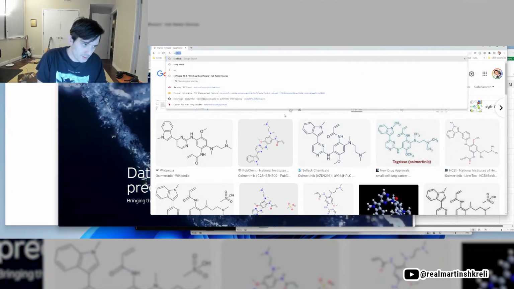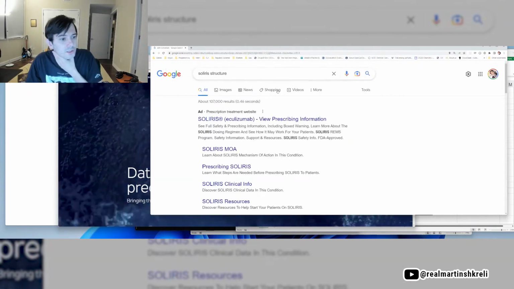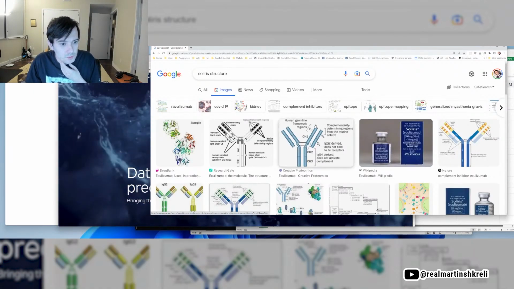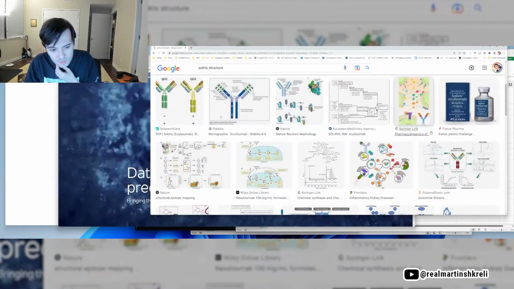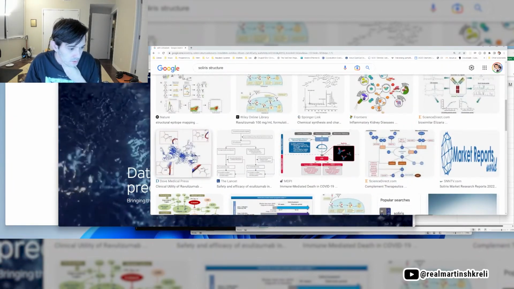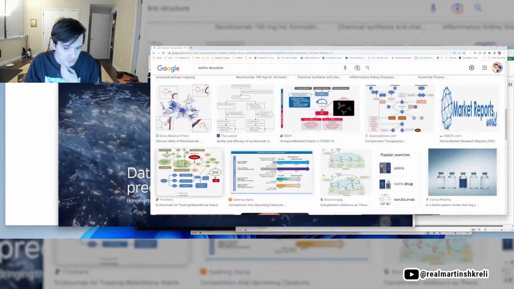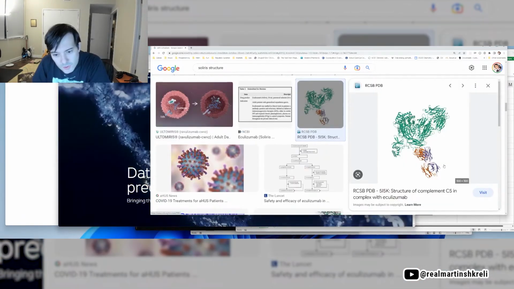But if you want an antibody, let's say this drug, eculizumab, there's no way you could actually draw its entire structure, at least on a piece of paper, because it's so complex. It is so large, it's 100 times larger. Right? Here's a structure, actually.